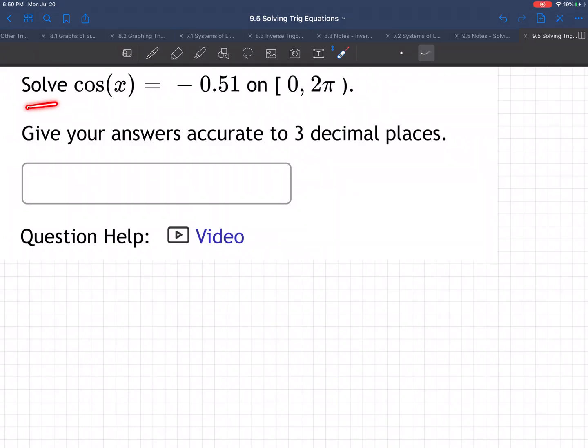Here we have an example. Solve for the cosine equal negative 0.51 on the interval 0 to 2 pi. Okay, how do we do it? Let me bring it on down here. Cosine of x is negative 0.51. Let me go to the notes I'm sending you.